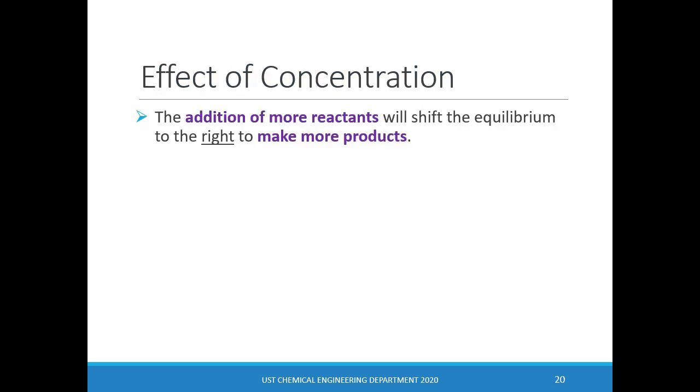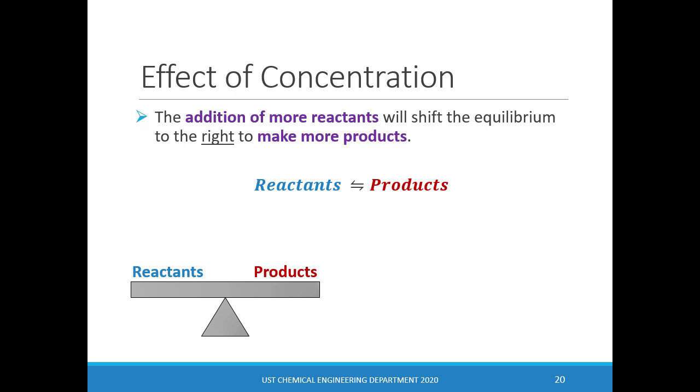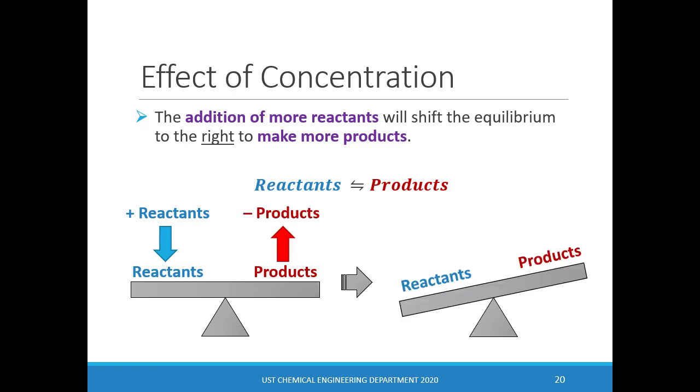First, we have concentration. Equilibrium can be disturbed by the addition or removal of reacting species in the system. Say we have a chemical reaction in equilibrium such that there is balance between the reactants and products. When reactants are added or products are removed, the system will become unbalanced such that more reactants are now in the system. This will cause the system to shift to the right or the forward reaction to make more products and thus restoring equilibrium.